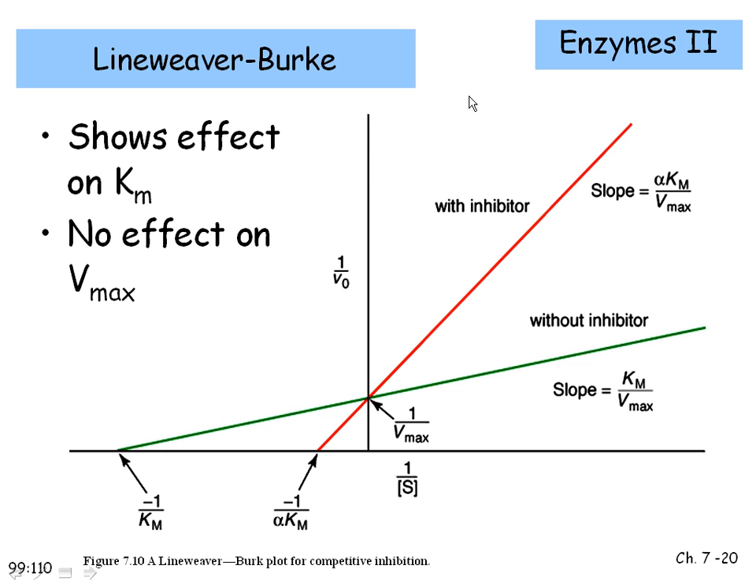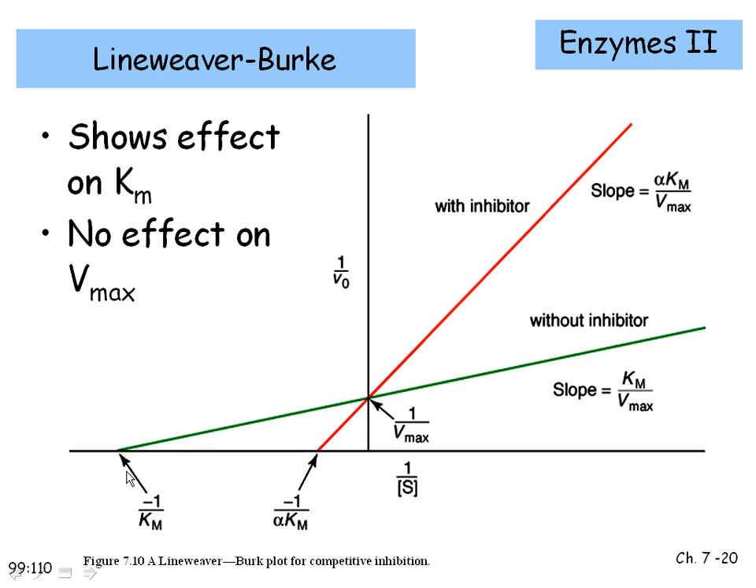So for something that's behaving as a pure competitive inhibitor, in the absence of the inhibitor, we have Km over Vmax. In the presence of the inhibitor, we have alpha Km over Vmax. That is, there's a constant alpha that reflects the tendency for that inhibitor to bind at the active site. And what we can see from the change in that graph is that the Vmax has not changed. It still intersects at the same point on the y-axis, but we've moved the Km in.